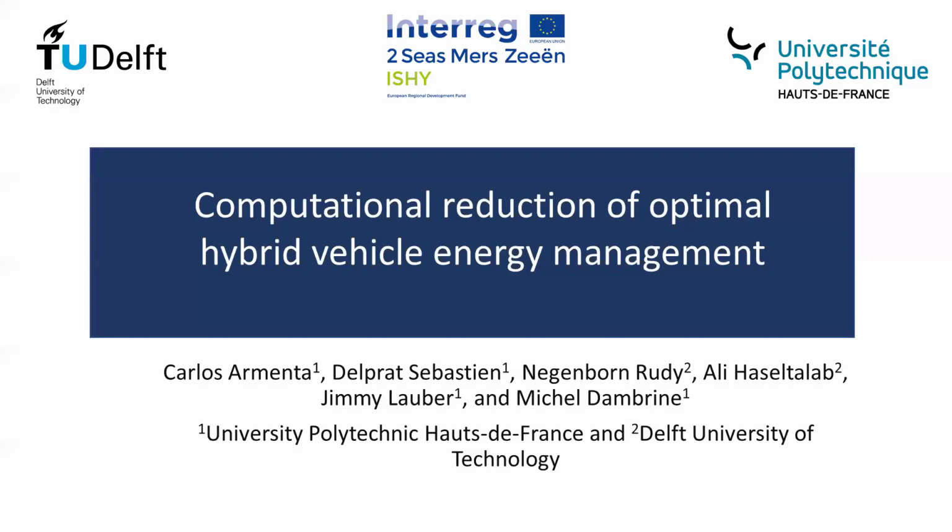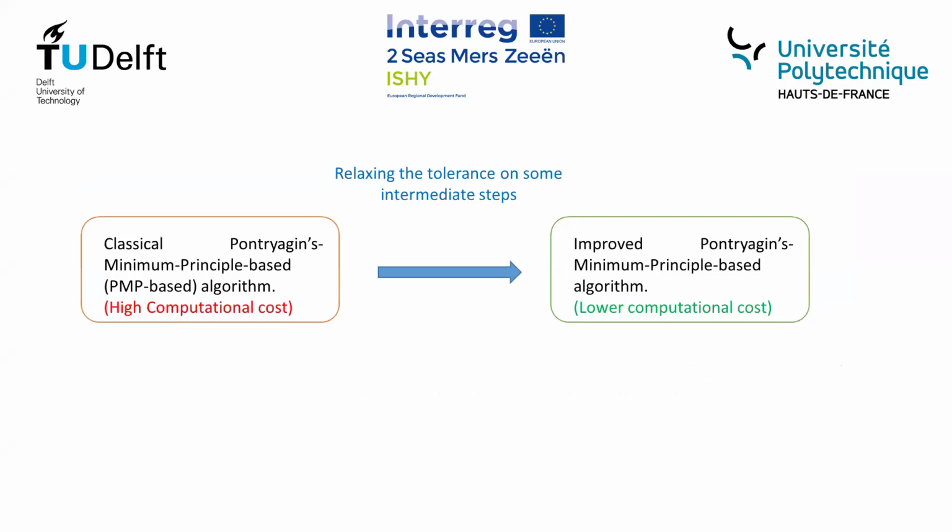Hi, my name is Carlos Armenta, and I'm a PhD candidate at the Polytechnic University of France. In this work, we present an improvement of a classical Pontryagin minimum principle-based algorithm used to solve hybrid powertrain optimal energy management by relaxing the tolerance on some intermediate steps. We are reducing the computational cost by reducing the number of evaluations of a function called the Hamiltonian, which has the highest computational cost in practice.